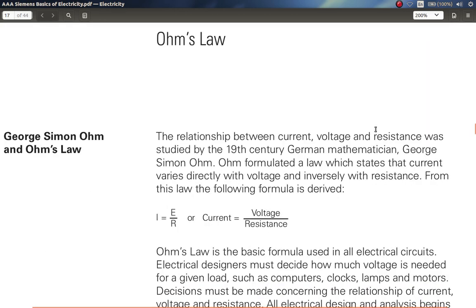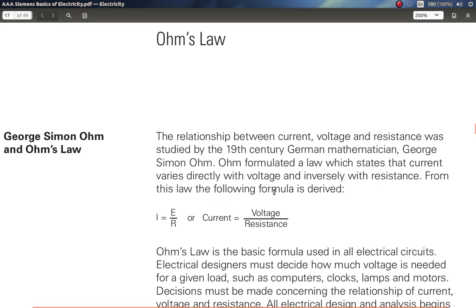Let's look at what that is saying. Ohm's law. George Simon Ohm and Ohm's law. The relationship between current, voltage, and resistance was studied by the 19th century German mathematician George Simon Ohm. Ohm formulated a law which states that the current varies directly with the voltage and inversely with the resistance.